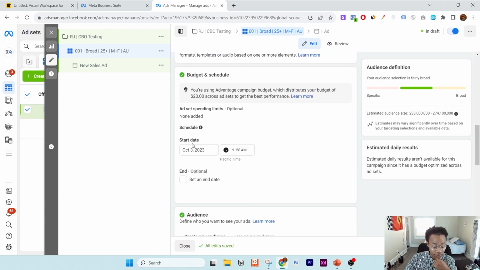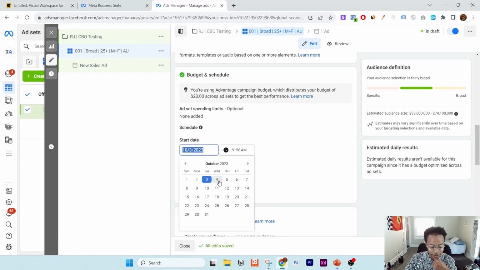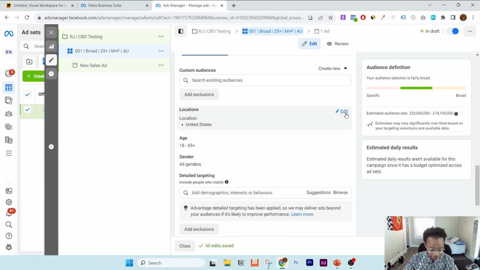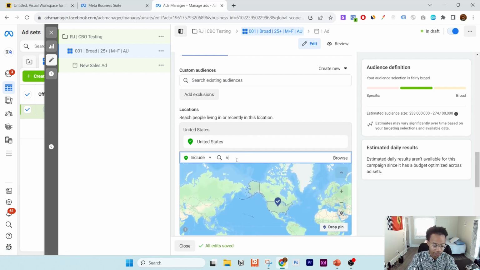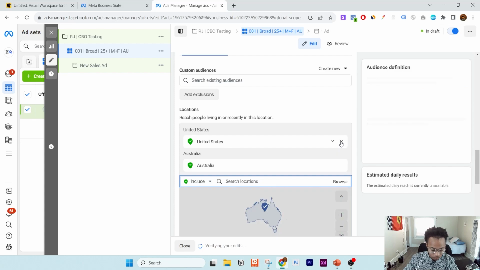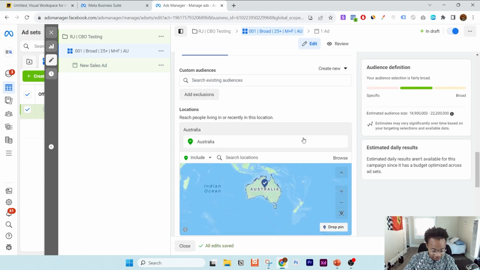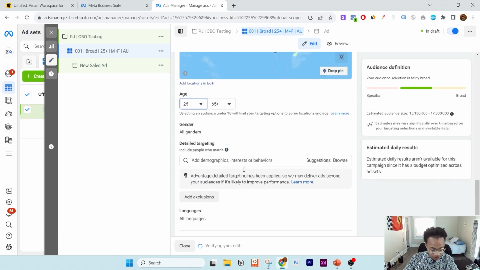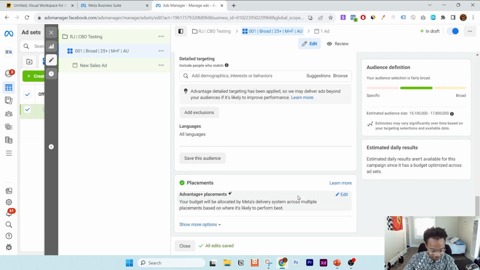You're going to want to schedule it for, I usually like to schedule it for the next day at 12 a.m. I'm going to go down here, switch location because we said Australia, right? 25 plus, as you see here. So we're going to edit this, go to age, go to 25 plus. And because this is broad, we're going to leave it broad, right? And I usually leave Advantage Plus placements on just when I'm testing.